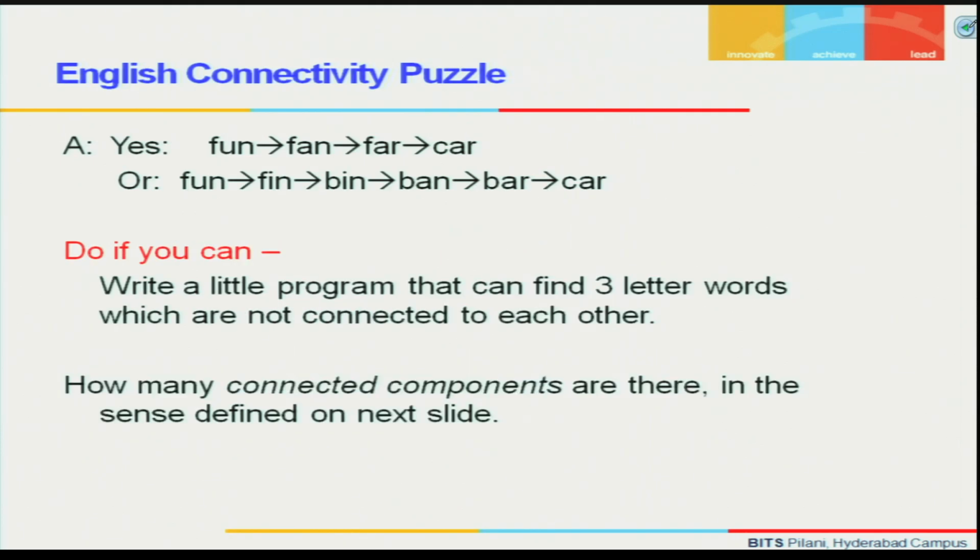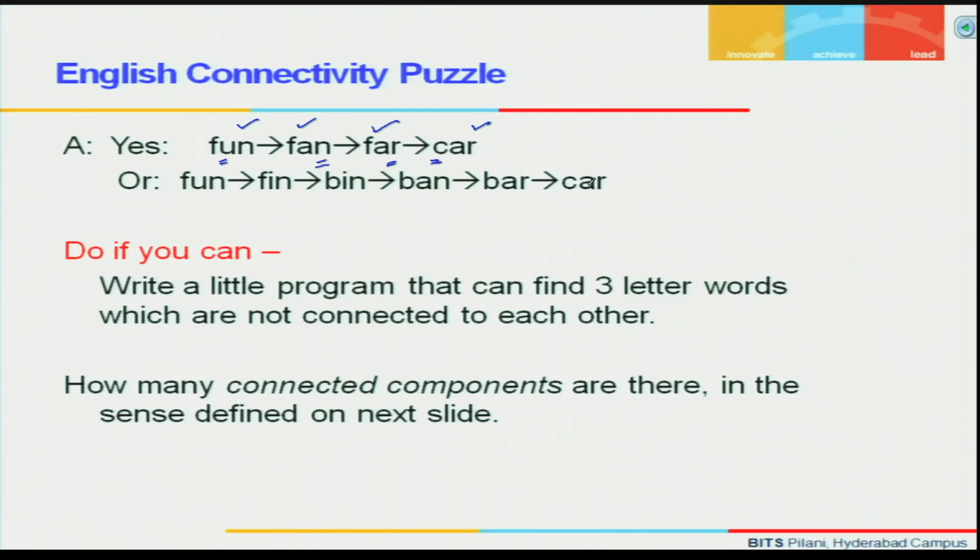In fact, from fun to fan there is an edge, because by replacing U with A, you get fan. From fan, you can go to far, by replacing N with R, you get another meaningful English word, far. From far, you can get car by replacing F with C. That is one path. Another path can be like this: fun, fin, bin, ban, bar, car. This is another path.